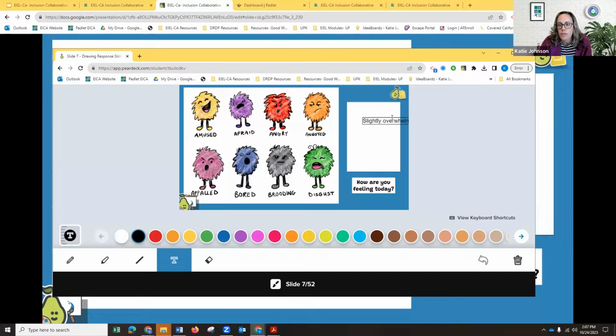All right, and then you just write that in there. You can move it, you can resize it. We will be using this later, but we just want to give it a try.